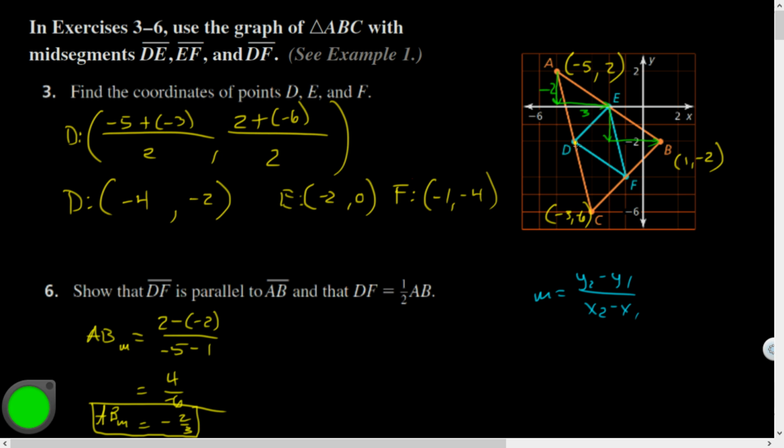Now, is that the same as the slope of DF? Looks like down 2 and over 3. It is. So the slope of DF, DF sub M is what I'm calling it, is equal to -2/3 as well. Therefore, AB is parallel to DF because their slopes are the same.